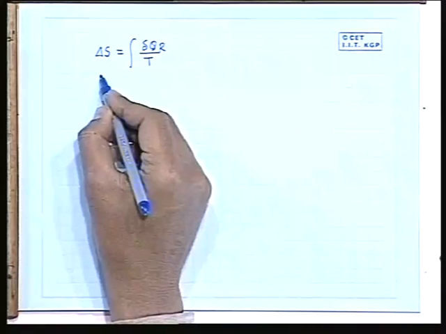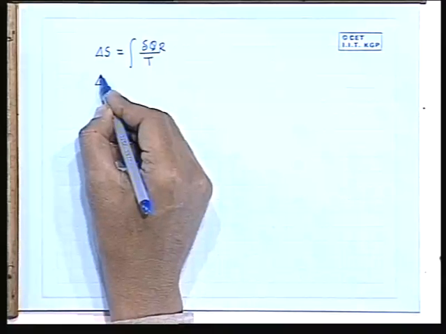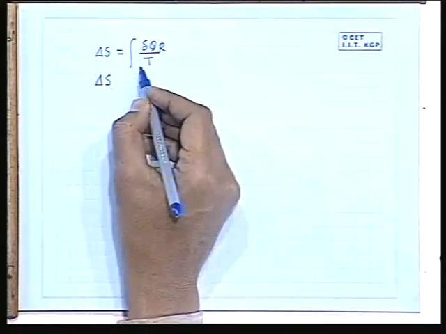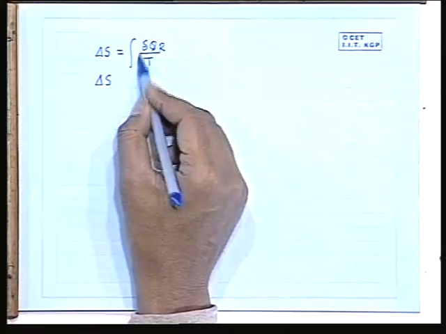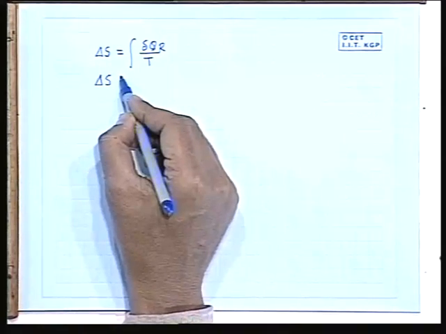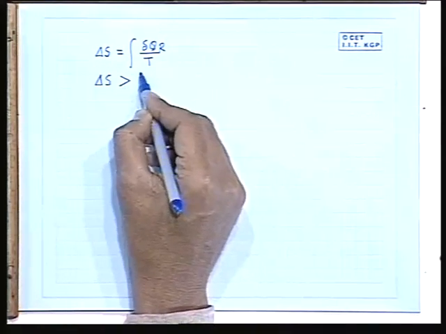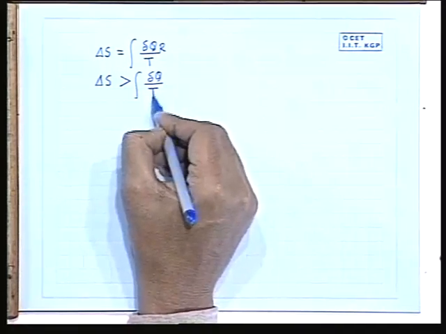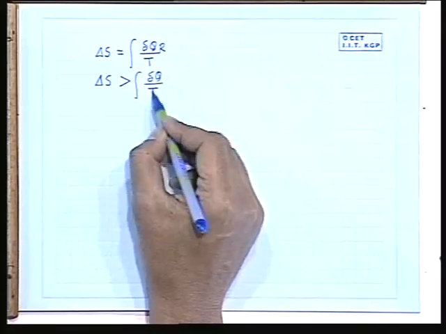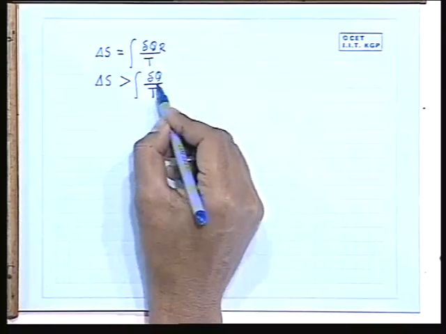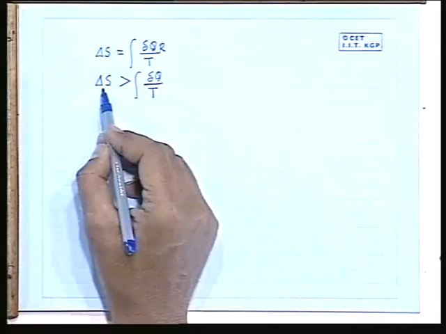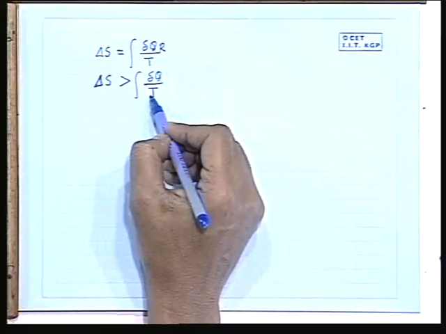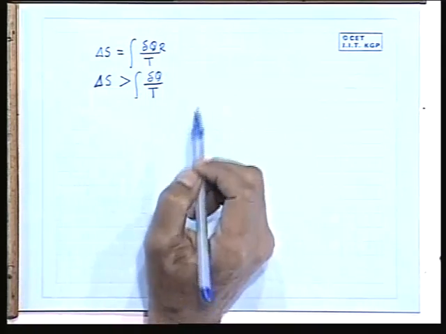Also we recognize that if the process is not reversible, then delta S is greater than delta Q by T. That means the integral of delta Q by T for a process is always less than delta S, which means delta S is greater than delta Q by T for any process.